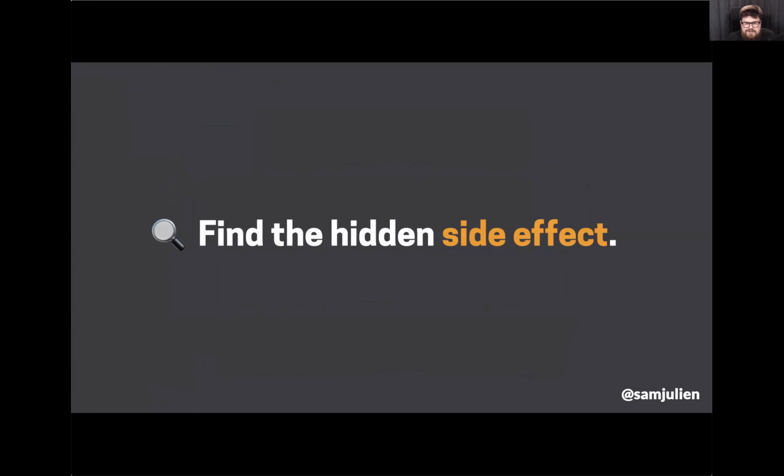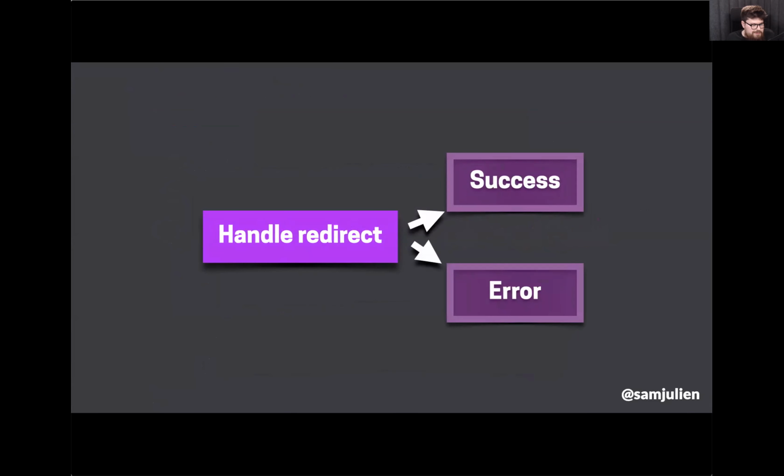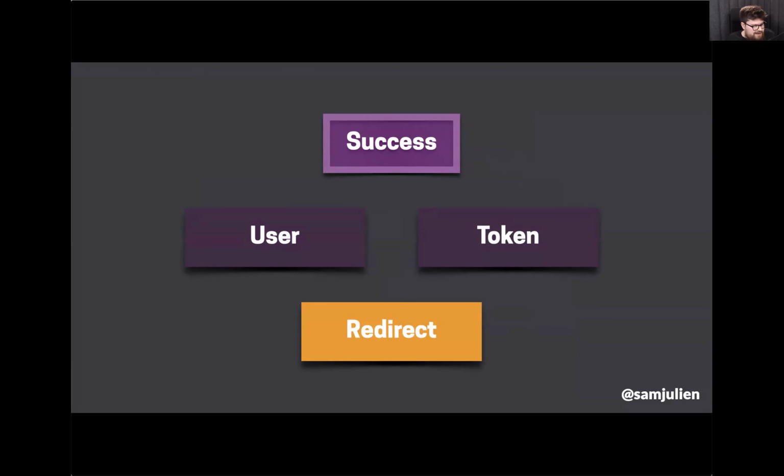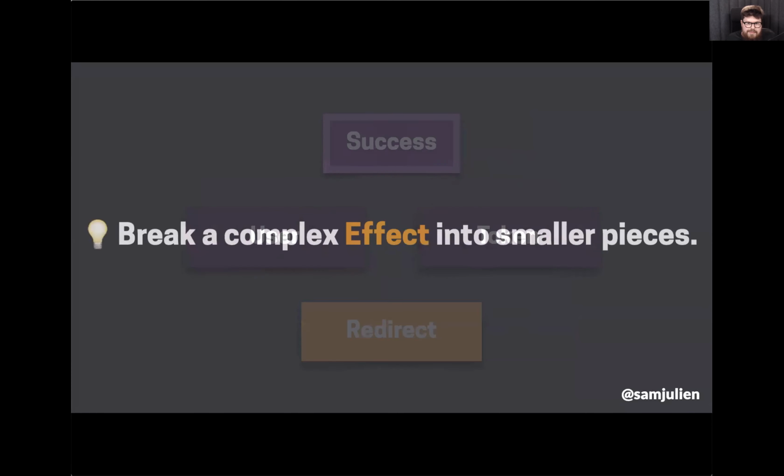So what we have to do here is go back and find the hidden side effect. We have to figure out what's going on here and break this effect apart into multiple effects. If we go back and look at this, we're calling handle redirect, and then we're processing the success and the error. But what happens is we've somehow combined multiple side effects.